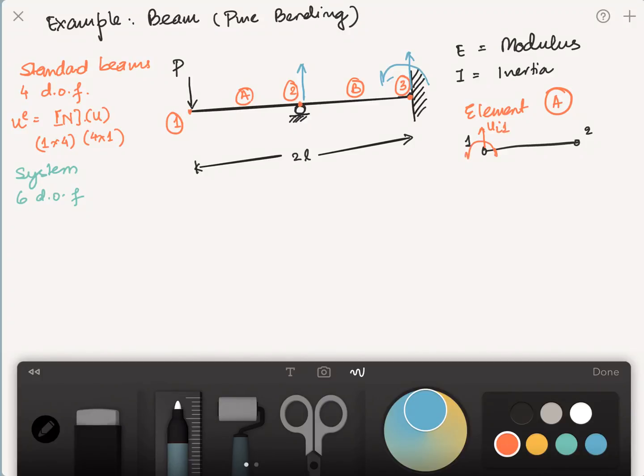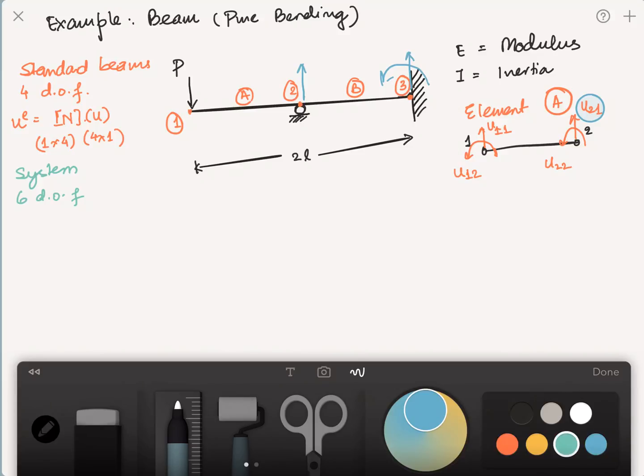U1 and a rotation U2. Then I have, this is becoming extremely complicated, so I have to write U1,1, U1,2. At 2 I have U2,1 and U2,2. But I know that U2,1 is fixed, it's not allowed. And then of course I have forces.